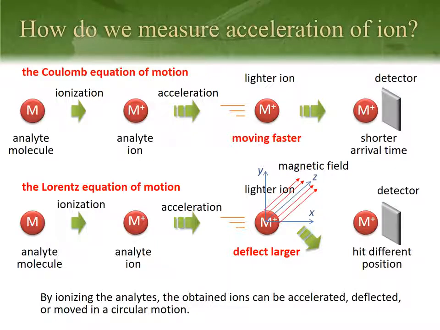For the Lorentz equation of motion utilization, analyte molecules must also be ionized in a proper manner. After the ionization, the analyte ion must be accelerated by an electric field, and the accelerated ion will be deflected by a magnetic field. This deflection depends on the mass of the analyte. Say, a lighter ion will deflect more, the heavier ion will deflect less. By the difference of deflection, the ion hitting position on a detector is different. This is a way of mass spec using the Lorentz equation of motion.